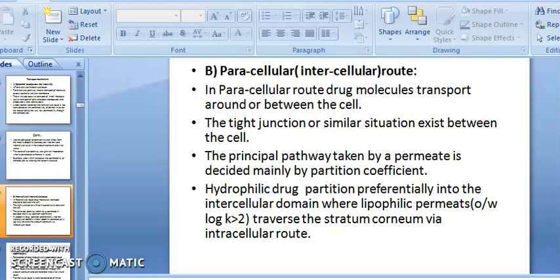Hydrophilic drugs partition preferably into the intercellular domain, whereas lipophilic permeants are able to traverse the stratum corneum via the intracellular route. Hydrophilic drugs preferably penetrate through the intercellular route, while lipophilic penetrants are able to transfer through the stratum corneum by the intracellular route. They will also penetrate into your skin if you are preparing an O/W type of emulsion.